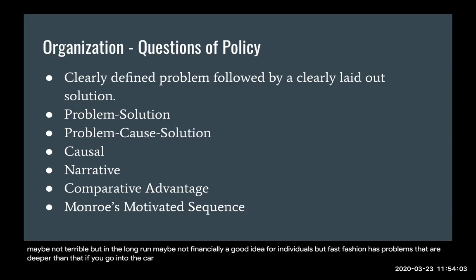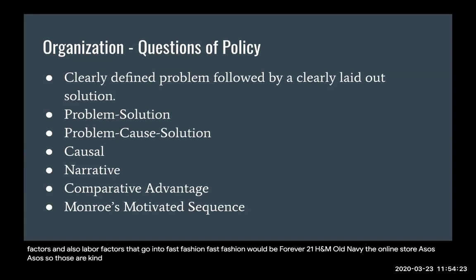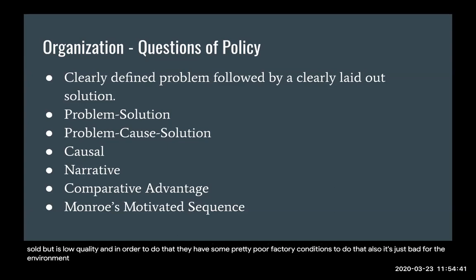If you go into the cause, here's where you'd really want to talk about the different large-scale economic factors and also labor factors that go into fast fashion. And some stores that are considered fast fashion would be Forever 21, H&M, Old Navy, the online store ASOS. So those are stores that are going to be producing a lot of clothing that is cheaply made, that is cheaply sold, but is low quality. And in order to do that, they have some pretty poor factory conditions. Also, it's just bad for the environment to be making this excess of clothes. So it's bad for the individual financially, it's bad for the environment, it's bad for workers working in these factories creating these clothing.